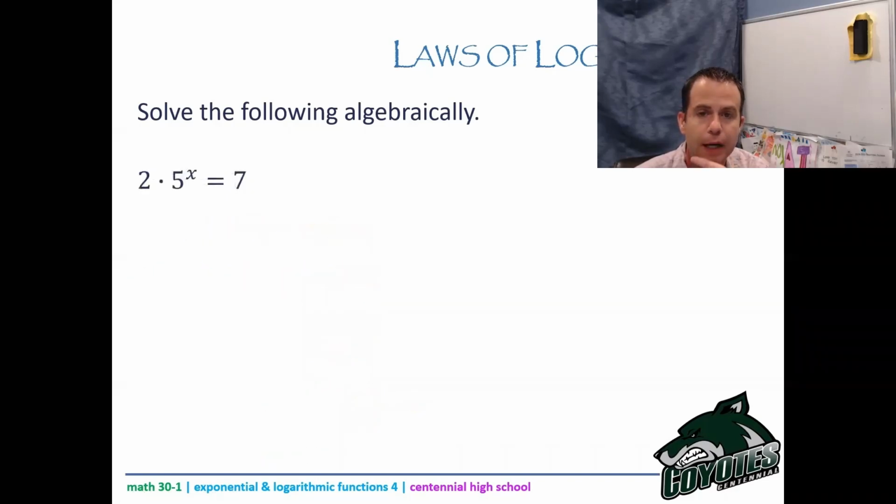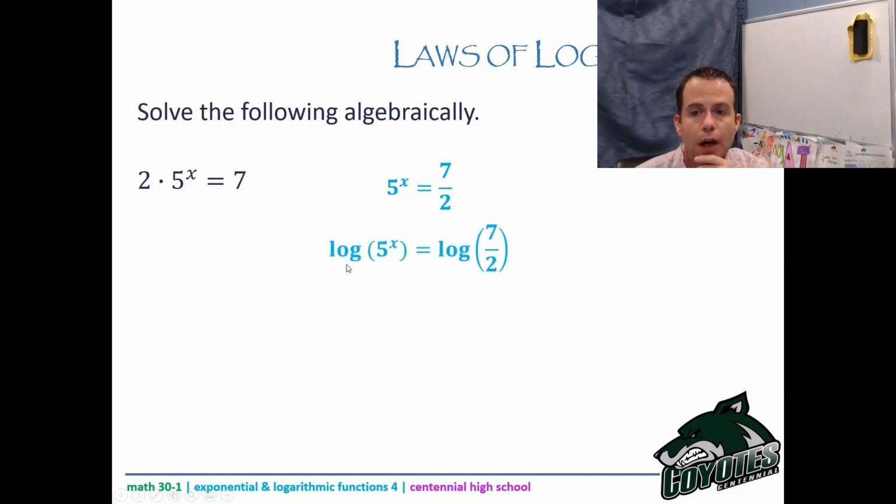Next guy, 2 times 5 to the x equals 7. Again, the 2's in the way right now, so the first thing I want to do is divide by 2. That'll give me 5 to the x equals 7 over 2. Now, I want to take the log of both sides. I can't get the bases the same. So when I can't get the bases the same, I go and take the log of both sides. Log of 5 to the x equals log of 7 over 2. Now my x can come to the front, and then I'll divide both sides by log 5.